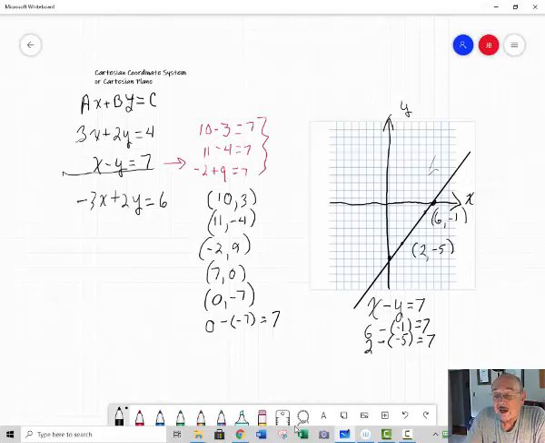What I will tell you, and what you'll discover a little bit later on, is that I know that line is going to look roughly like that. And you will too after the next session.